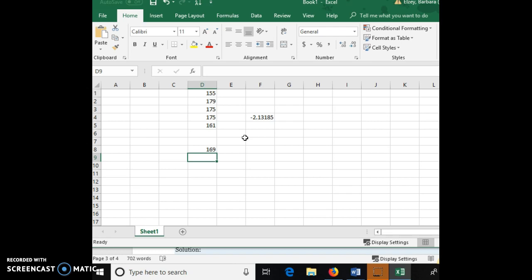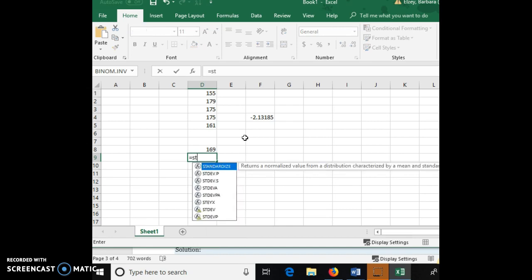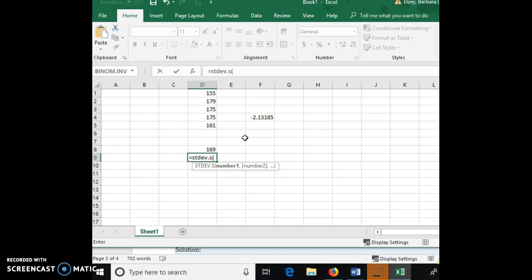Now let's get our standard deviation. So we want equal stdev.s, and again, we're going to tell it D1 to D5. And there's our standard deviation. Now that we've got those 2 things, we can go ahead and do our test statistic.